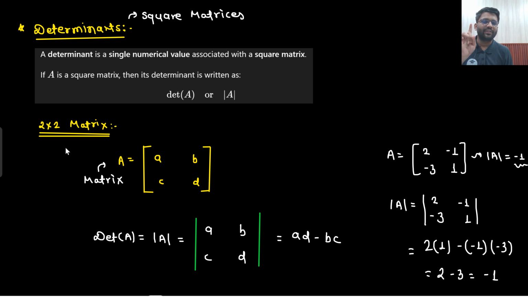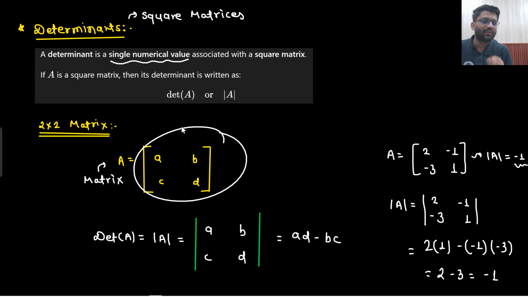But as of now, you just need to remember how to find out the determinant of a 2 cross 2 matrix. A multiply with D minus B multiply with C. 2 multiply with 1, minus 1 multiply with minus 3. Answer I am getting as minus 1. Understandable? So it will be a fixed numerical value. It will be a single fixed numerical value. No matter whether the matrix is 2 cross 2, 3 cross 3, 4 cross 4, it will be a fixed numerical value. So this was your matrix and determinant will be a fixed numerical value.